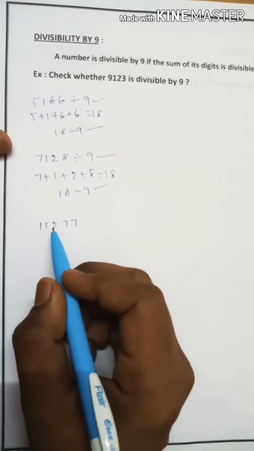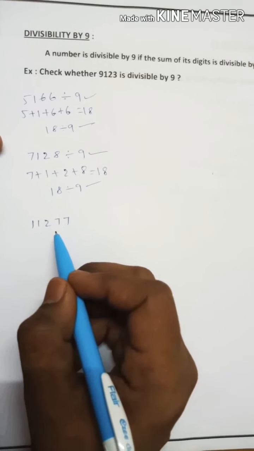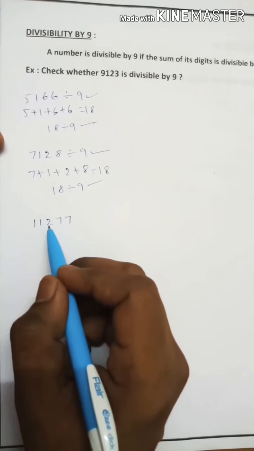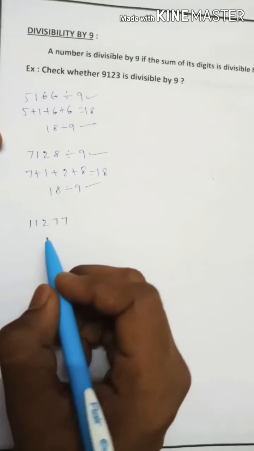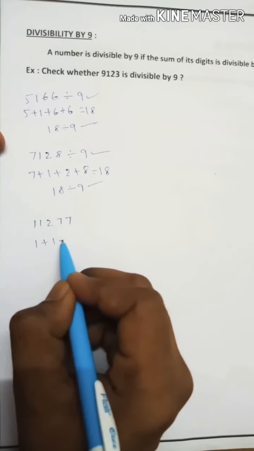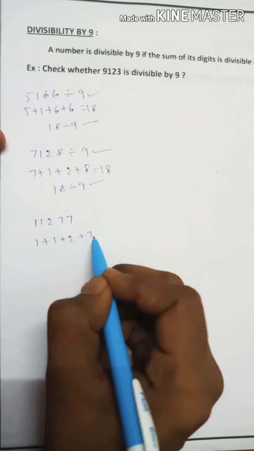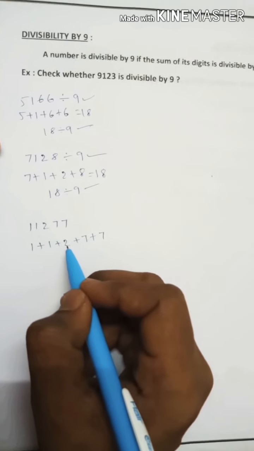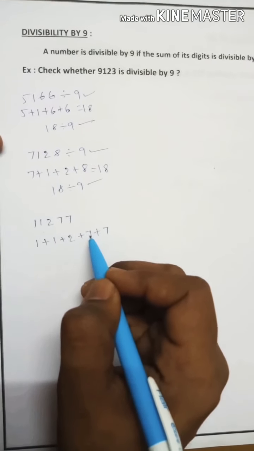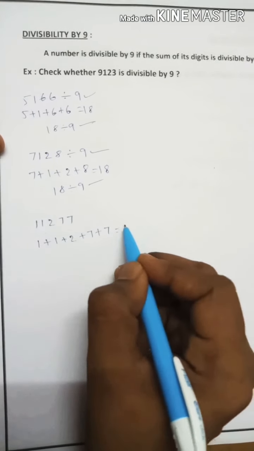If you observe carefully, in this number we have 5 digits. They are 1, 1, 2, 7, 7. Now let us add all these digits. 1 plus 1 plus 2 plus 7 plus 7. 1 plus 1, 2. 2 plus 2, 4. 4 plus 7, 11. 11 plus 7, 18.